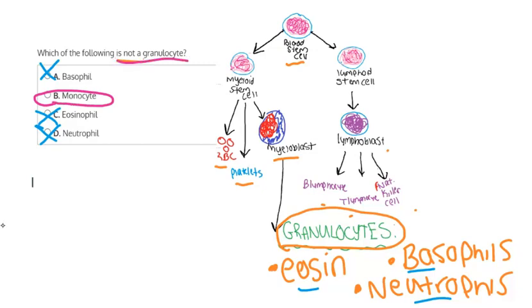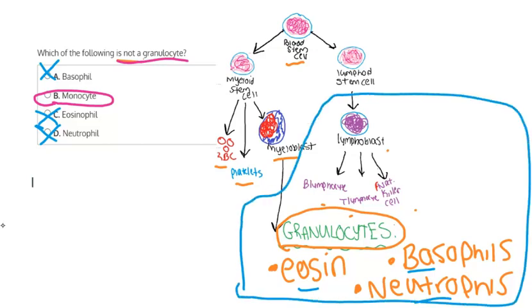Also, just to refer back to our chart here, we filled out our granulocytes here, the eosinophils, the basophils, and neutrophils. And just to review, if we circled this part of the diagram, all these granulocytes and the lymphoblasts, these all make up our white blood cells, our WBCs. So just as a tidbit to note in case that comes up in a future question. But for this question, which of the following is not a granulocyte, monocyte would be your correct answer.